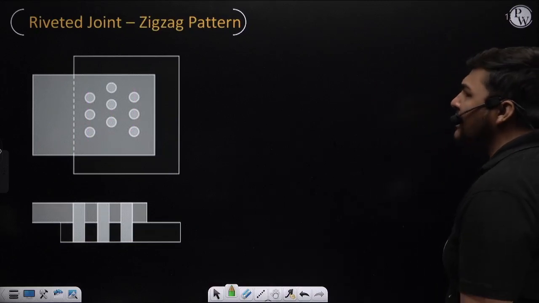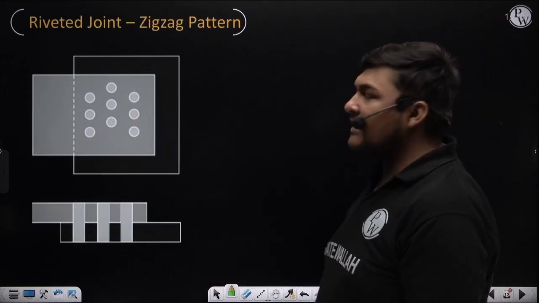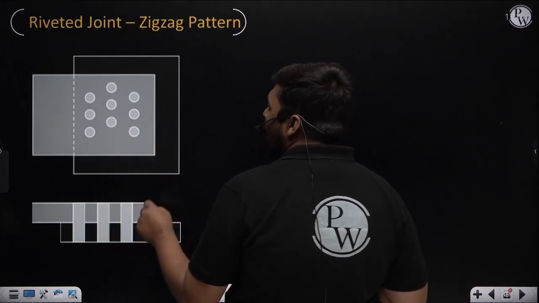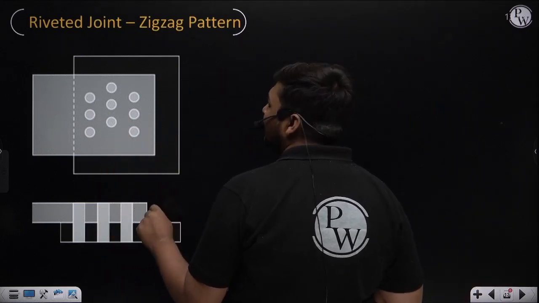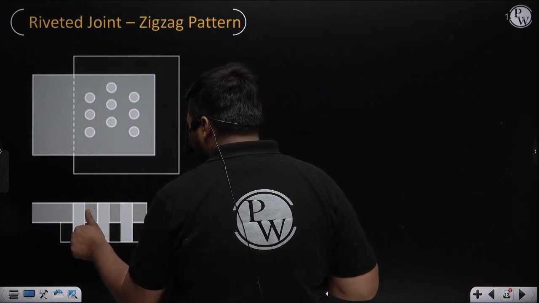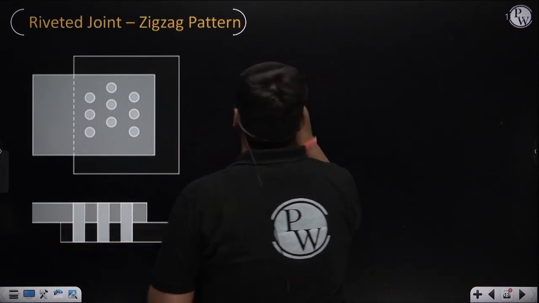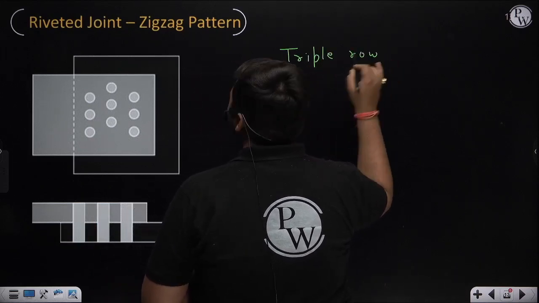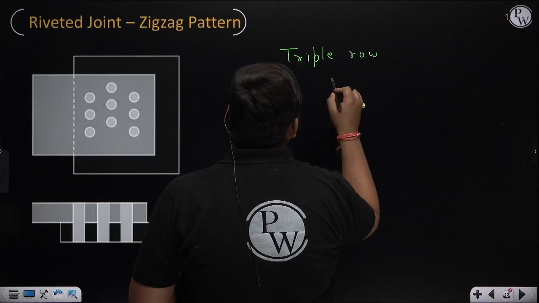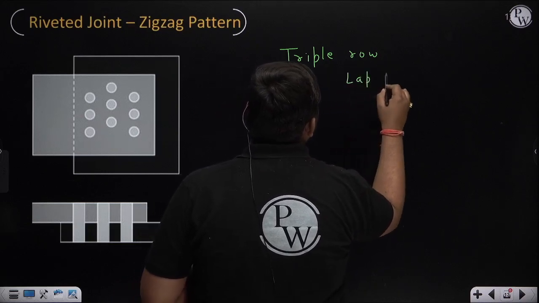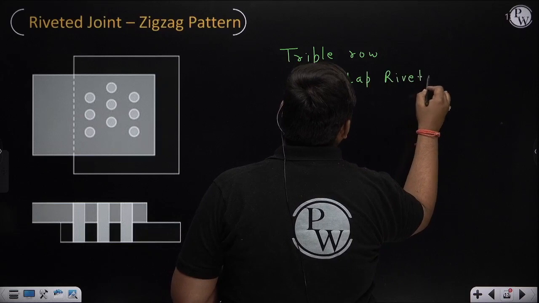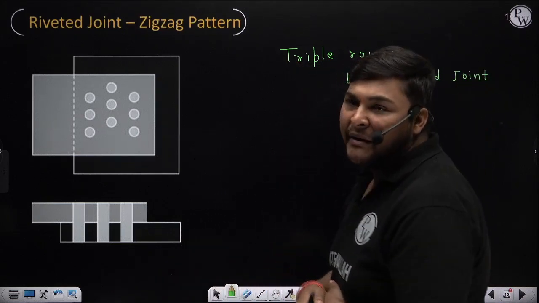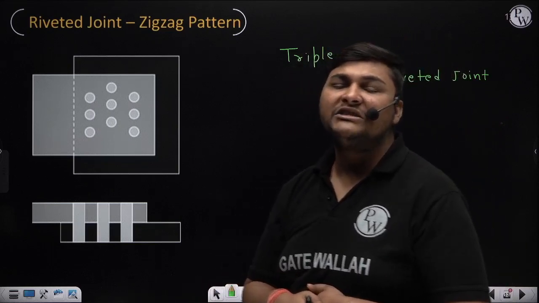Now one more pattern we need to understand, that is zigzag pattern. Like again here you can see, it is single row, double row, or triple row riveted joint. So again you can see here we are using three rows of rivets, means it is triple row. And since the plates are overlapping plates, can I say it is a triple row lap riveted joint? In the same manner you can make a triple row butt riveted joint. Earlier we discussed chain pattern, now I am discussing one more pattern, that is zigzag pattern.